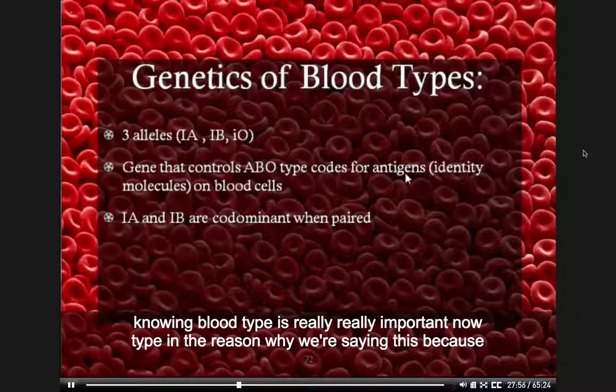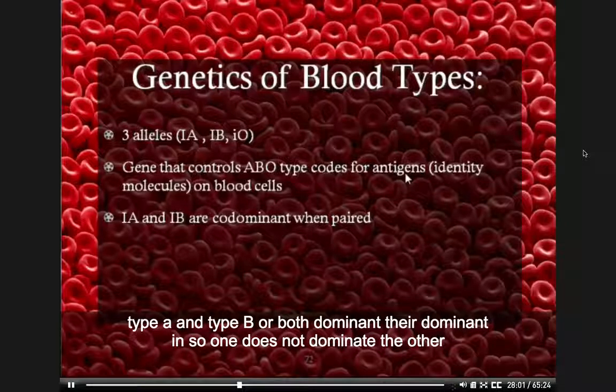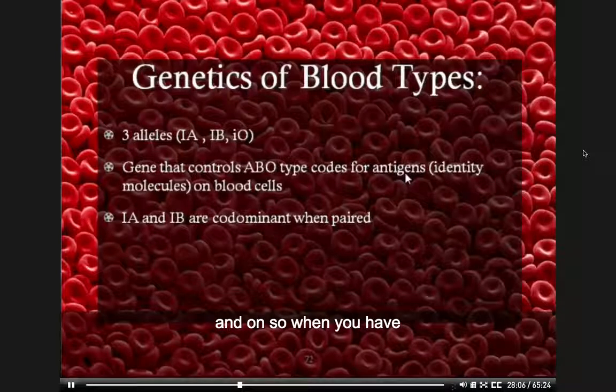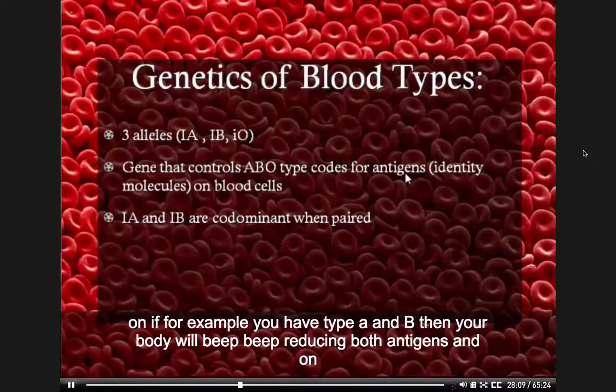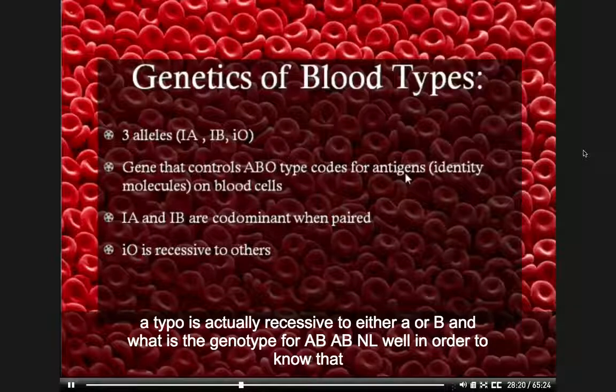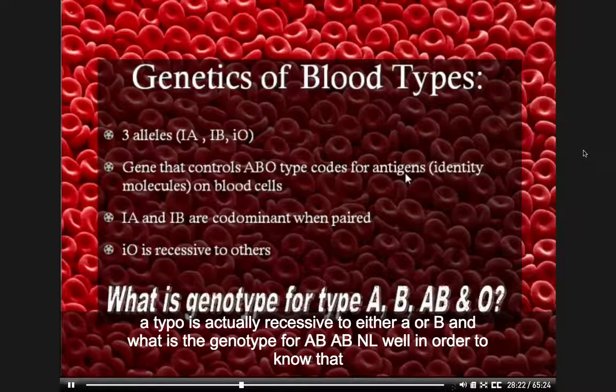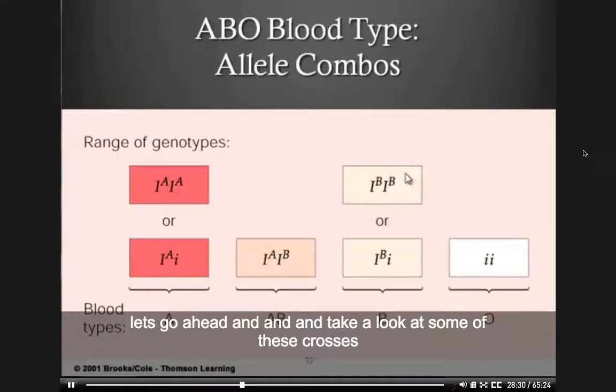Now, the reason why we're saying this is because type A and type B are both dominant. They're dominant, and so one does not dominate the other. And so if, for example, you have type A and B, then your body will be producing both antigens. And type O is actually recessive to either A or B. And what is the genotype for A, B, AB, and O? Well, in order to know that, let's go ahead and take a look at some of these crosses.